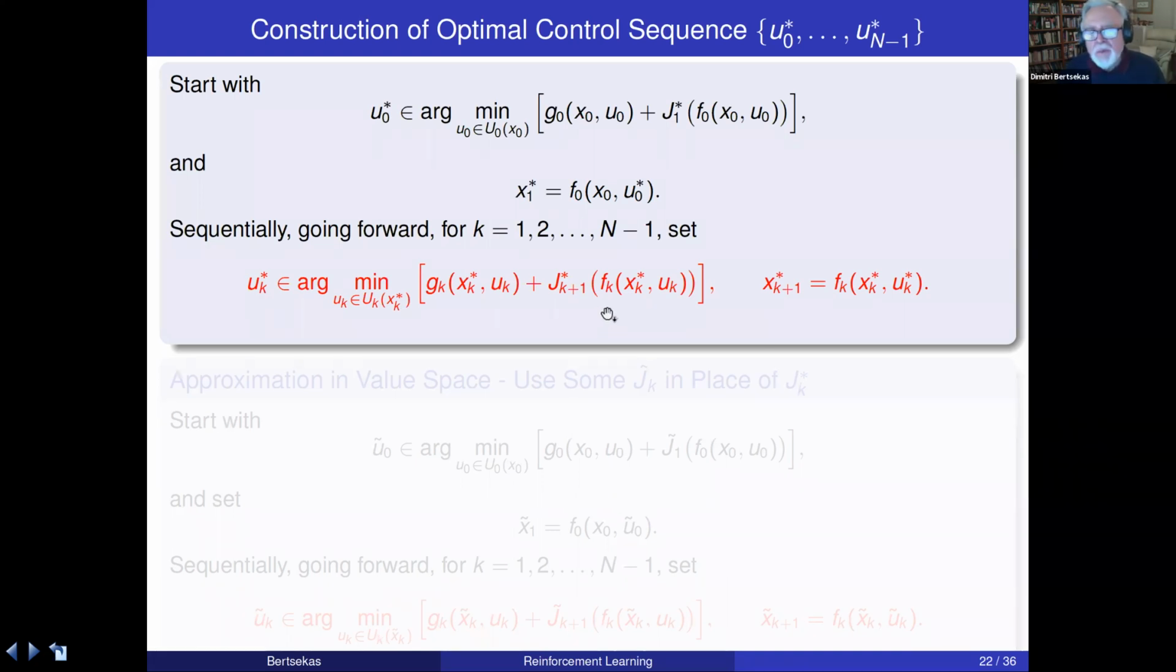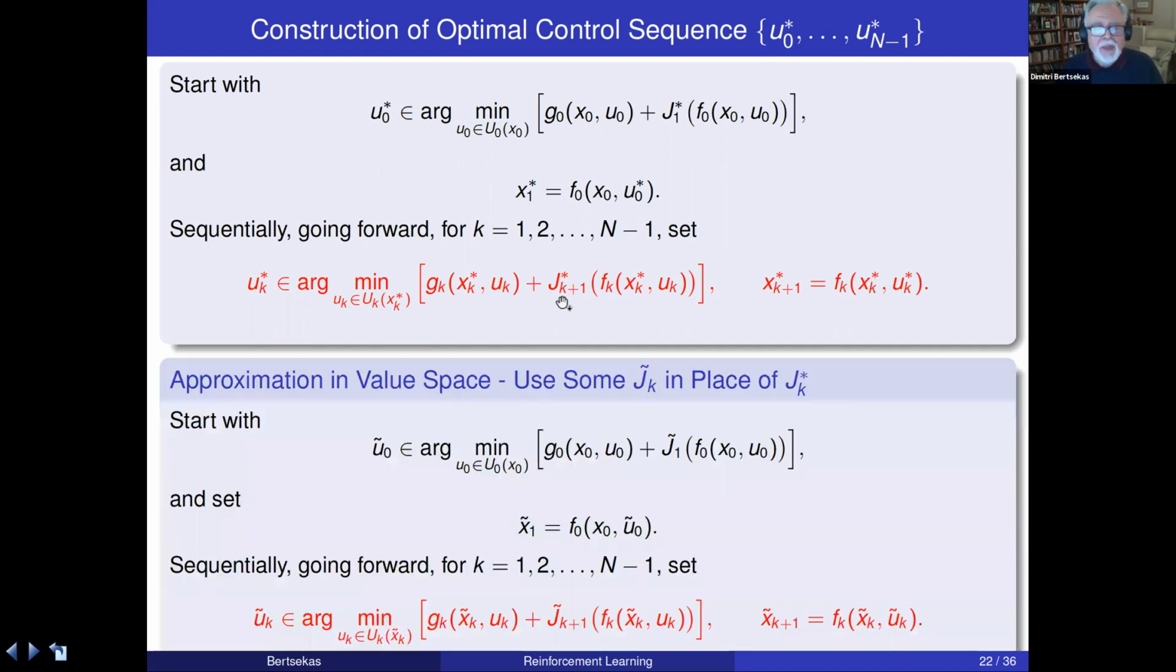But the fly in the ointment here is that these J stars are extremely hard to calculate. It's just too much calculation in dynamic programming, and these functions here are very complicated. They may involve strange spaces, combinatorial spaces, really very difficult to calculate J star. And that's the reason we have to go to approximations.